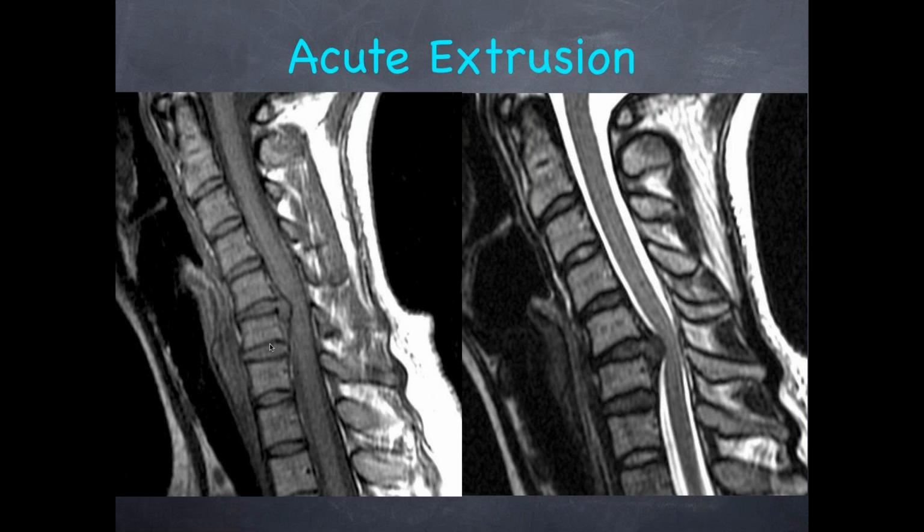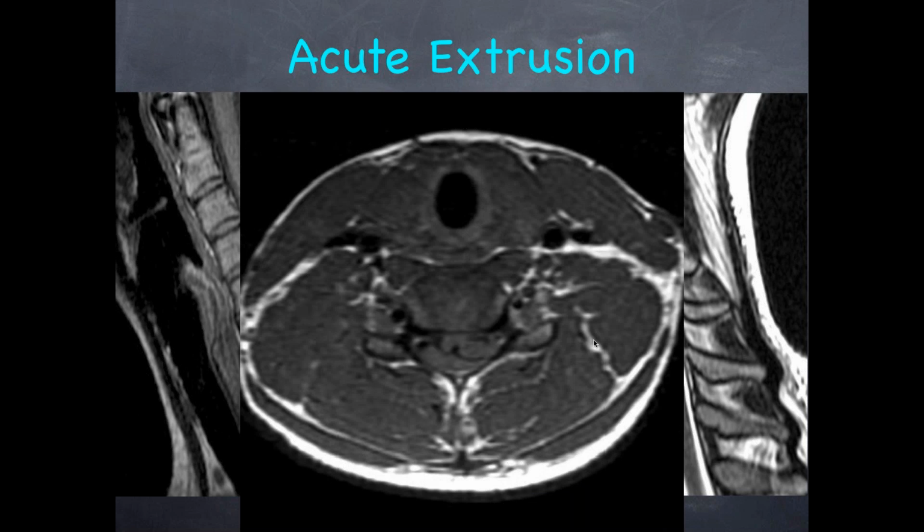If you're in the setting of a major trauma, the muscle spasm is usually associated with hemorrhage into the soft tissues anteriorly. That's if you have a fracture or fracture dislocation sorts of things. But you can also get muscle spasm just from an acute disc herniation as well, which is what we're seeing here. And here we can see that big acute disc extrusion compressing the cord.